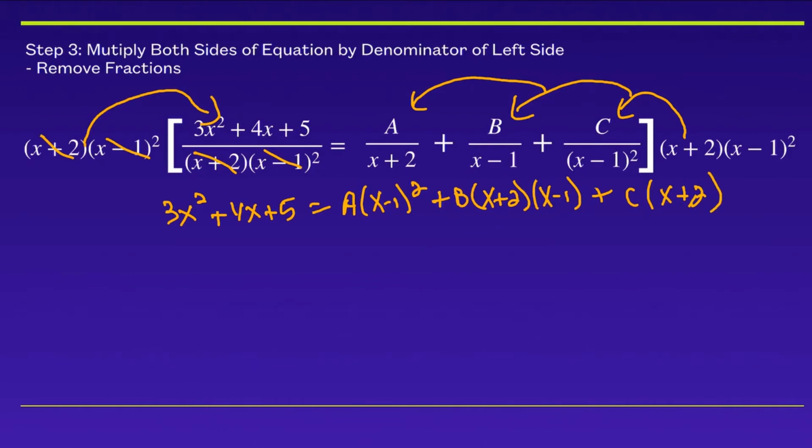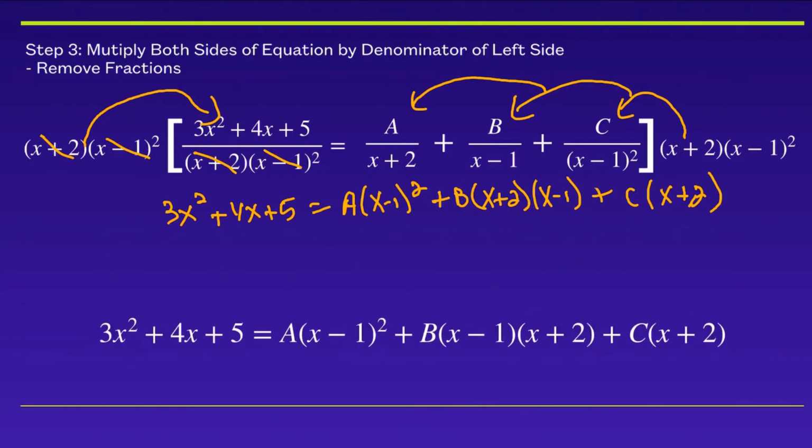And we'll wind up working through the rest of the problem like this. So you'll see this drop in now, all nice and cleaned up. And this is exactly what I have over here. So you have 3x squared plus 4x plus 5 equals A times x minus 1 all squared, plus B times x minus 1 times x plus 2, and then plus C times x plus 2. So now what we're going to do is we're going to wind up removing the parentheses and then continuing along in the process.